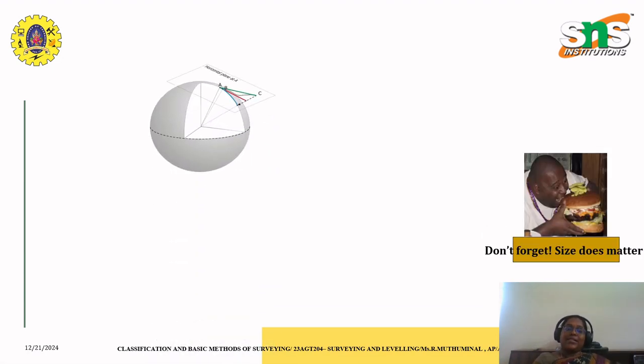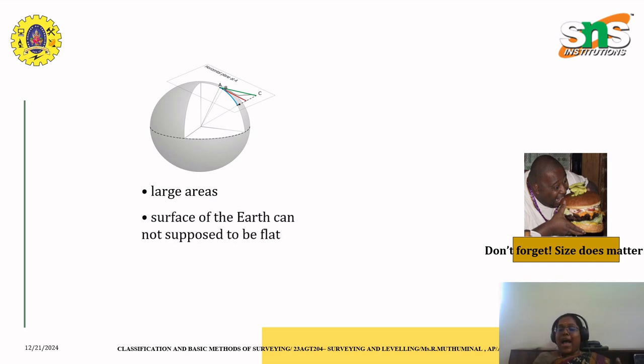Since initially we identified the surveying method by considering the surface as flat, what happens? We are not going to consider the entire area. In the picture I have shown you, size does matter. So obviously we have to consider the entire area. That means that I have to assume that the surface is not flat but circular. So this kind of method is said to be geodetic surveying, and it is suitable for larger areas. The surface of the earth cannot be supposed to be flat, and the curvature of the earth has to be taken into account.